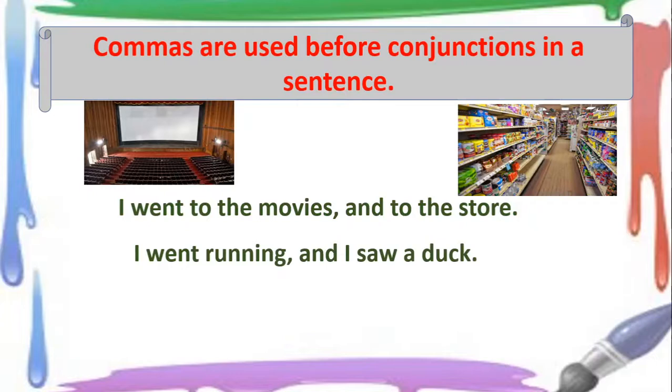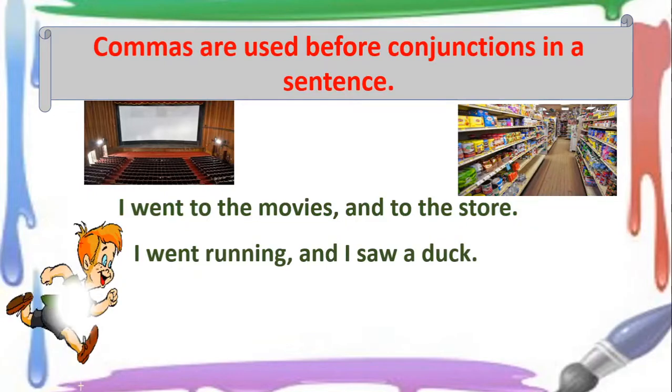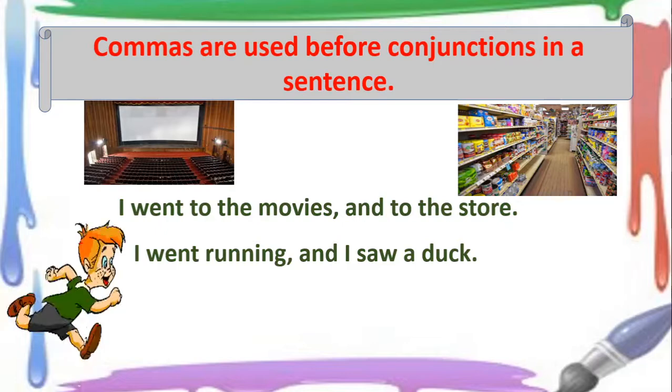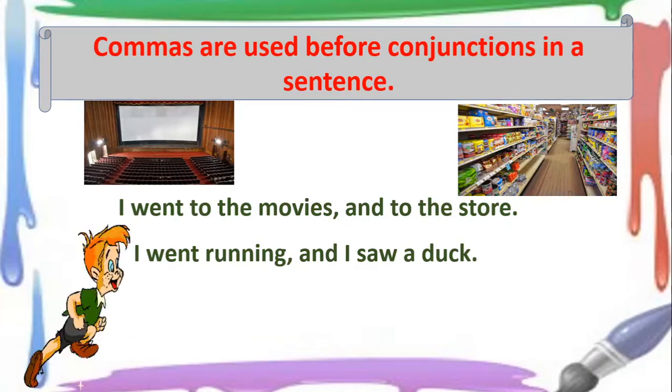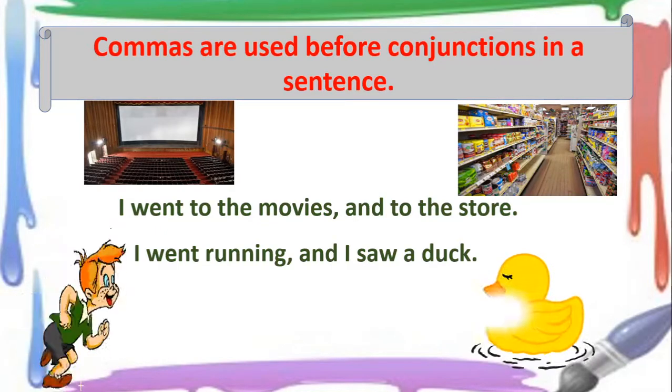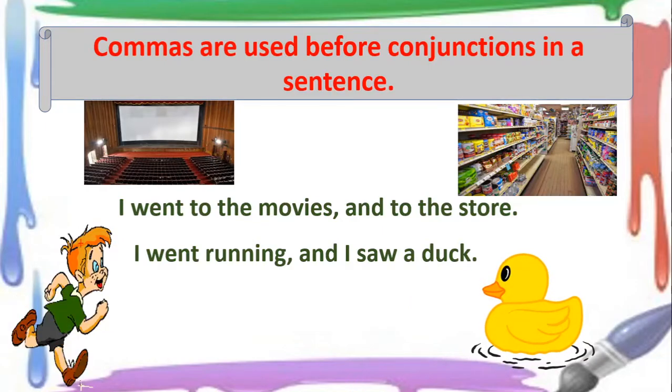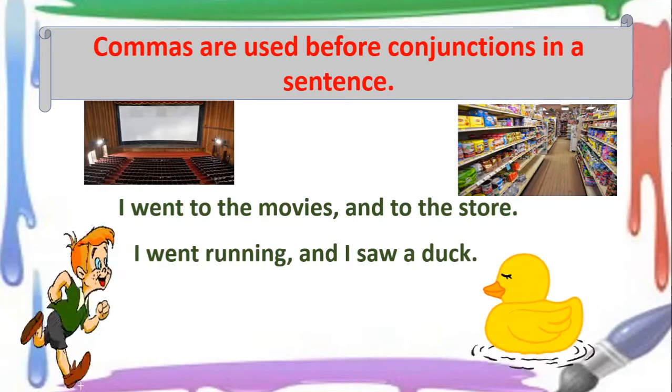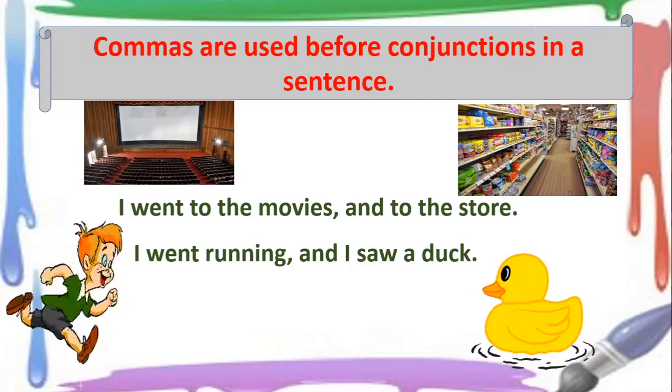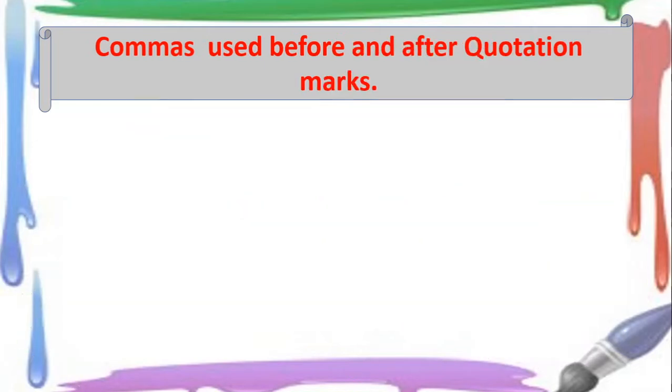One more example. I went running and I saw the duck. So, I went running, comma, and, conjunction, I saw the duck. Okay, so these are how commas are used in a sentence.